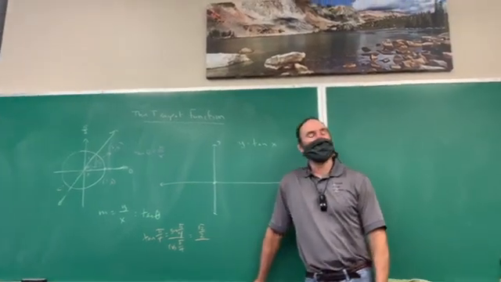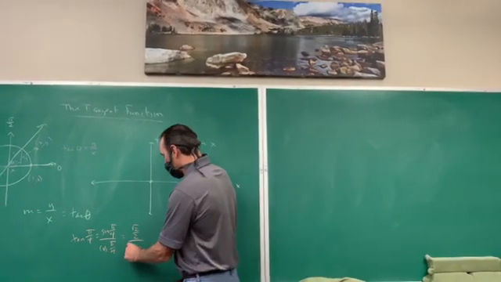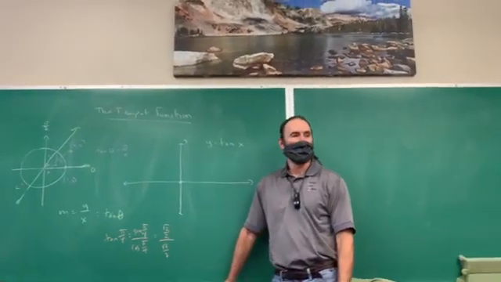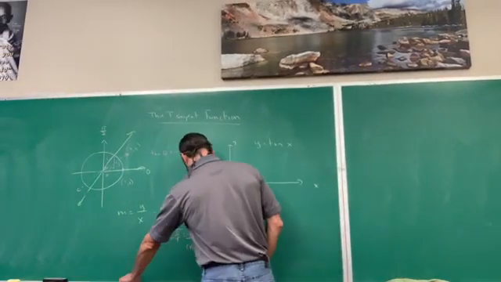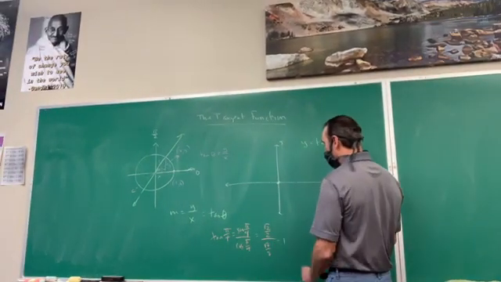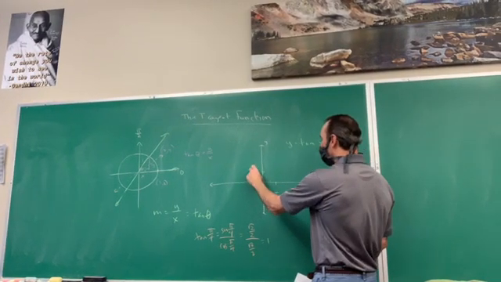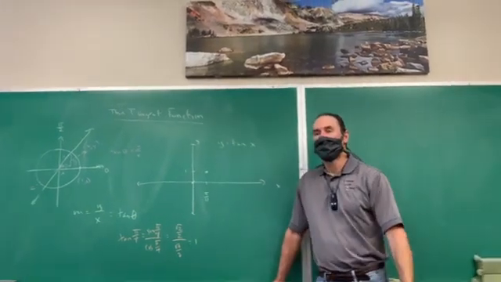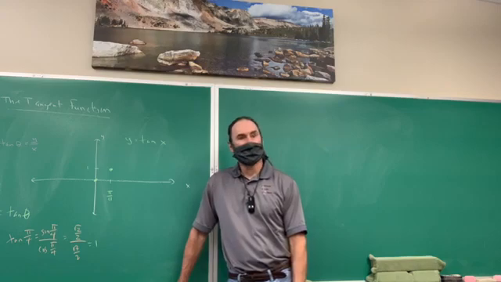And the cosine of pi over 4 is also square root of 2 over 2, which means the tangent of pi over 4 is 1. So if we know that the tangent of pi over 4 is 1, then at pi over 4 the tangent curve is going to have a y coordinate of 1. That makes sense?